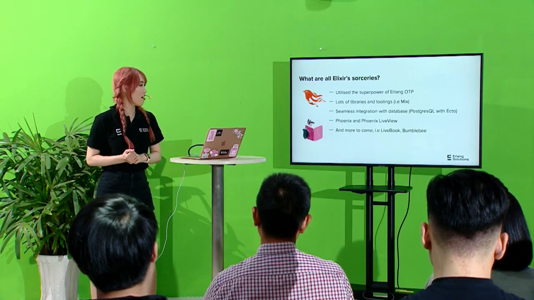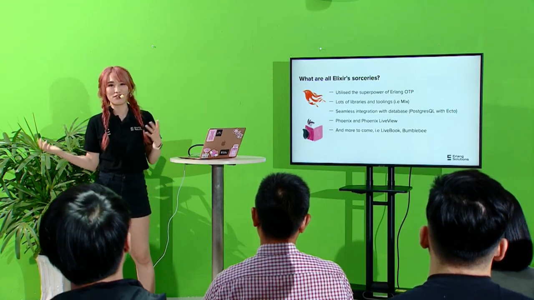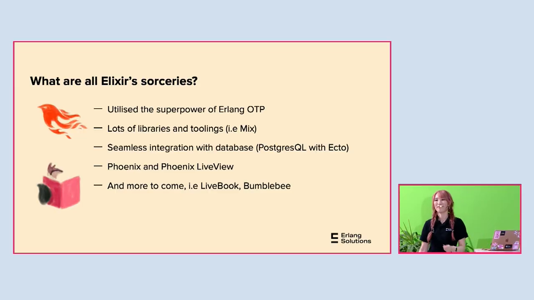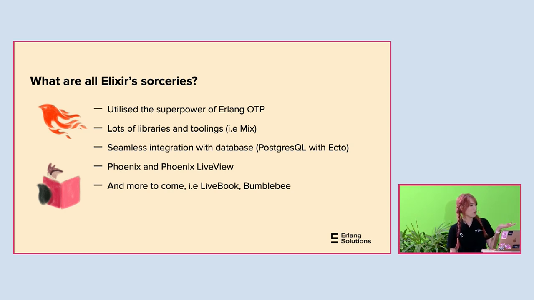And seamless integration with databases with the Ecto library. Elixir has Ecto, so you don't even need to write so many SQL queries. You just use functions in Elixir to do queries. And Phoenix and Phoenix LiveView, as I mentioned and showed before, and Zoom is going to show you a bit more about LiveView. Elixir's core team and creator José Valim are also quite active in experimenting with new stuff. There's something new called Livebook and Bumblebee for machine learning, and it's really cool.